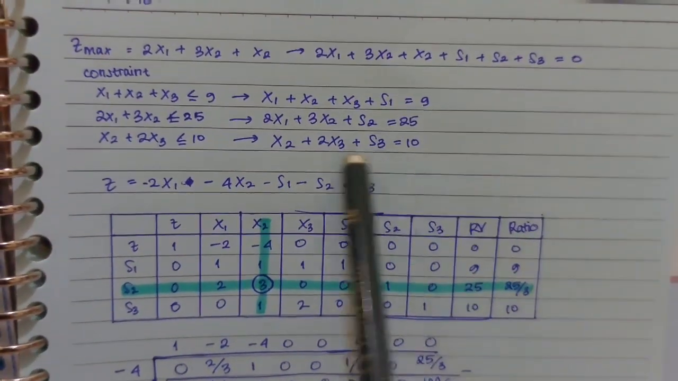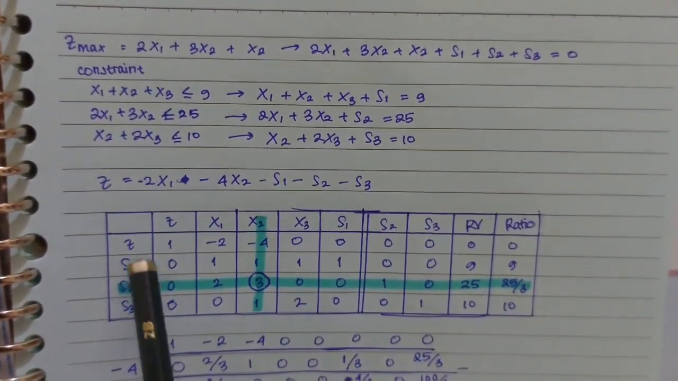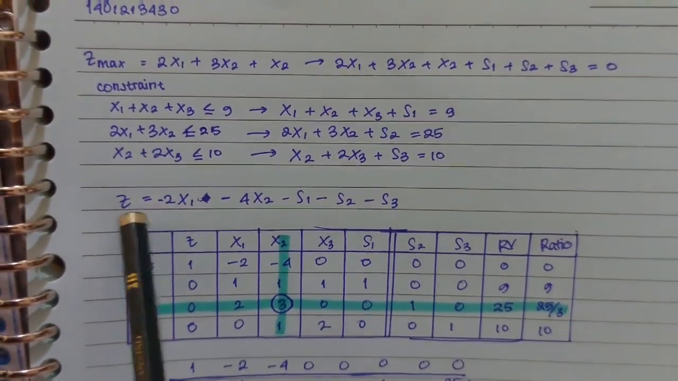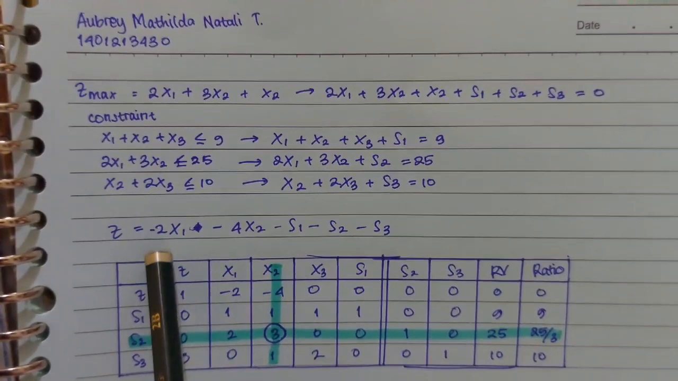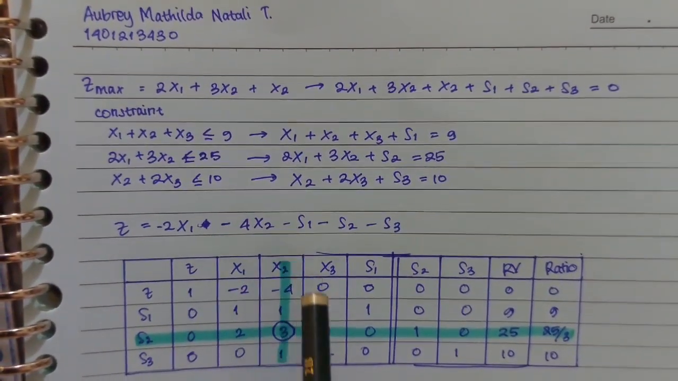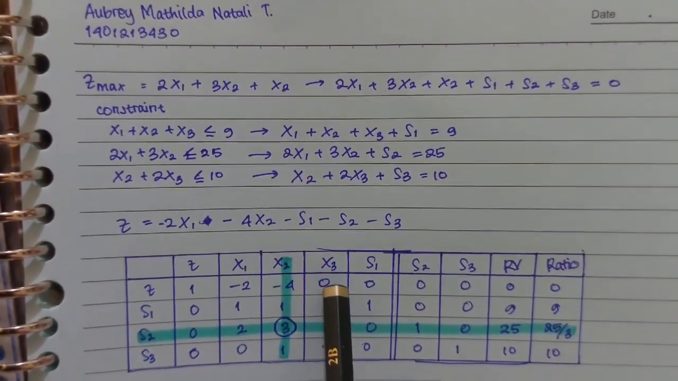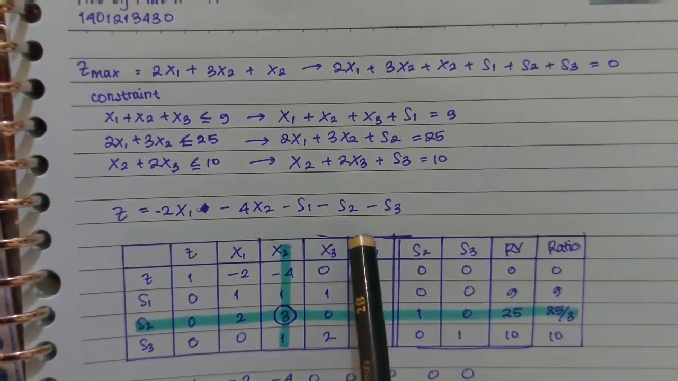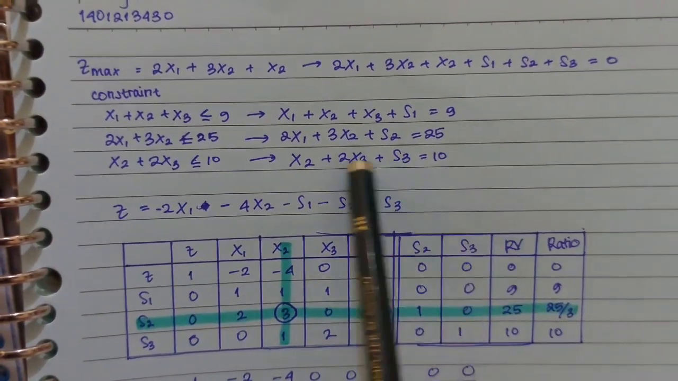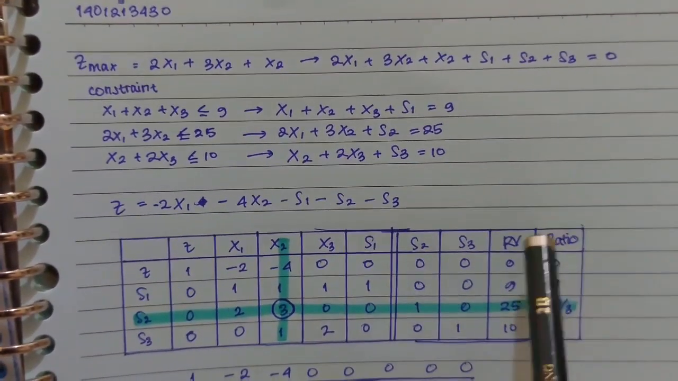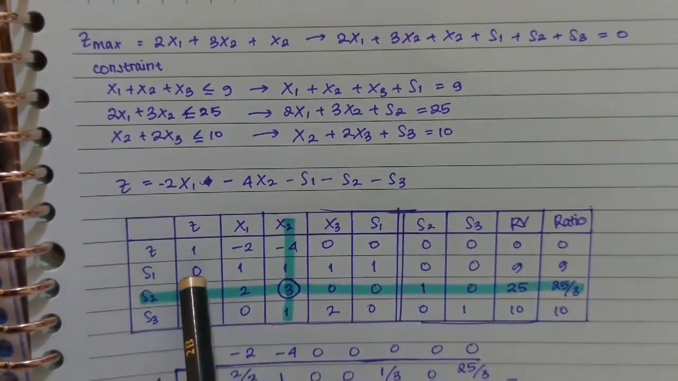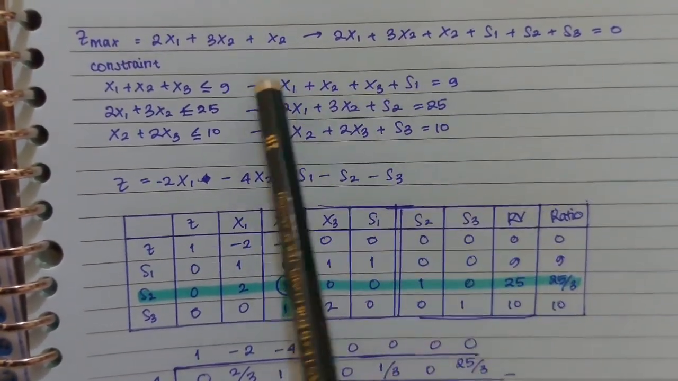After that, we put all the coefficients into this table. This is the initial simplex table. For example, z is 1 from here, x1 is minus 2, x2 is minus 4, x3 is 0 because there is no x3 here, s1 is 0 because this is the slack variable, s2 is 0, s3 is 0 as well, and the right value is 0.